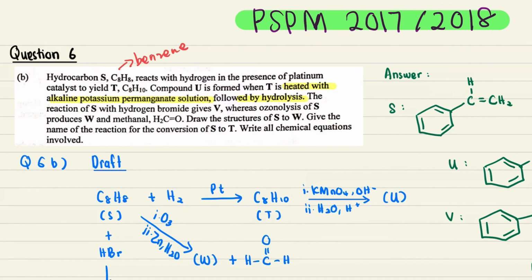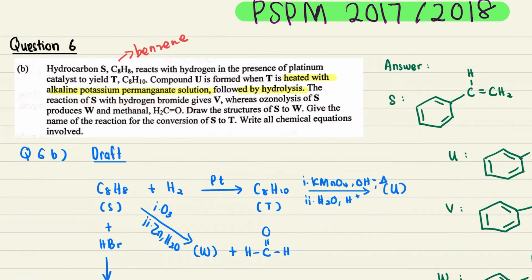Okay, so basically benda ni saya tak pernah ajar lah dekat kamu. Okay, reagent yang macam ni. Tak apa, kita tulis je. Bila dia kata followed by, dia mesti ada numbering lah. Okay. So, kita tulis je dapat U. Okay, kita biar dulu. And then, the reaction of S dengan hydrogen bromide menghasilkan V.